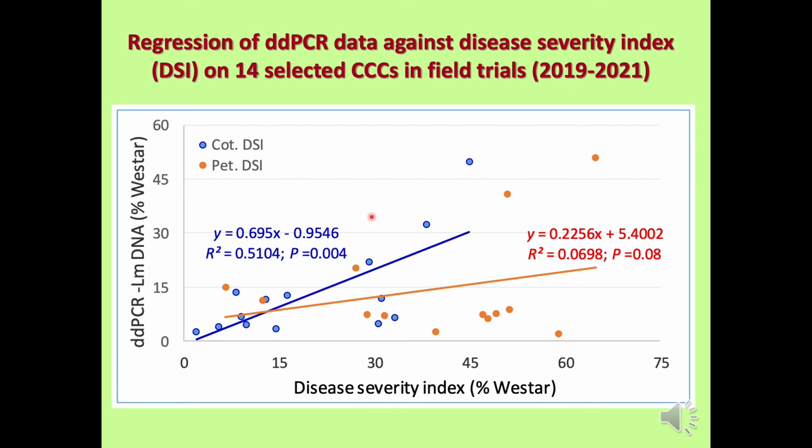To look at it a little bit more critically based on the regression or correlation, the ddPCR data with these selected varieties correlated well with the inoculated field trials based on the disease severity for only cotyledon inoculation, but not so much with the PDO inoculation due to the reason we discussed earlier.